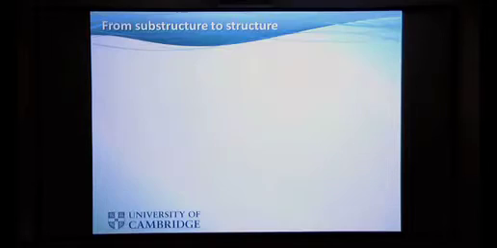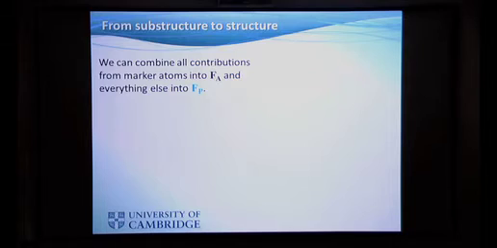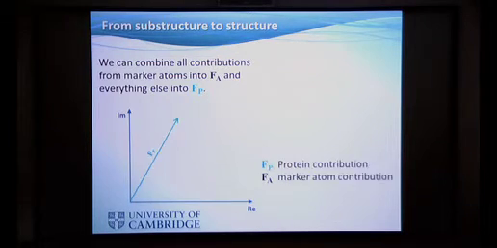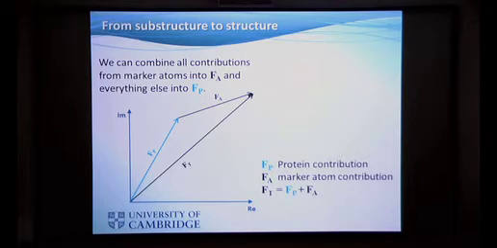How do we phase the rest? So first I'm going to talk about SHELXC. We have seen that all the atomic contributions contribute to the structure factor, so we could split them up in two parts. We would take one, which we call Fa for anomalous scatterers, which would contain all the contributions from the marker atoms, and another vector which would contain everything from the protein. If we sum the two up, we get the total structure factor, which we call Ft.